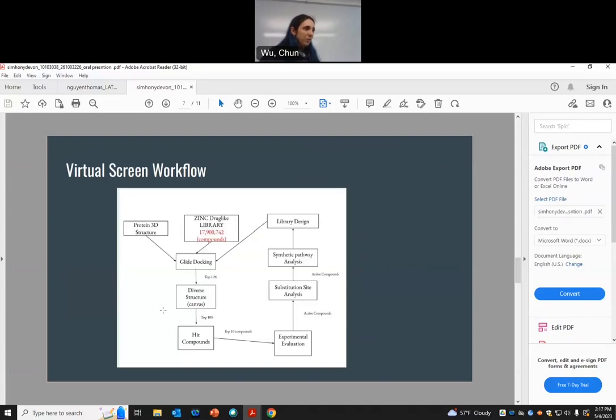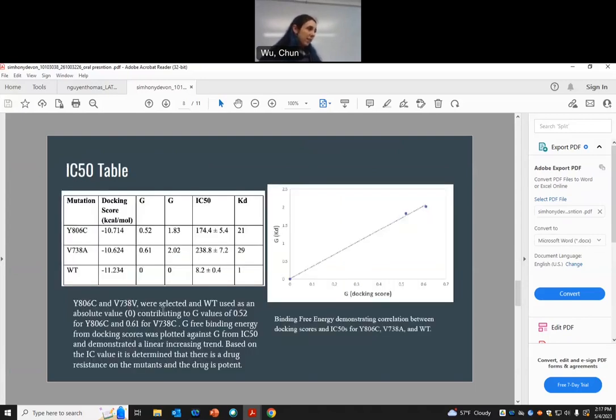This was the virtual screen workflow, and the IC50 table, the Y806C and the V738A were selected, and the wild type is used as an absolute value 0, contributing to the ΔG values of 0.52 for the Y806C and 61 for V738A. The ΔG free binding energy from the docking scores was plotted against ΔG for the IC50s and demonstrated a linear increase trend. Based on the IC50 value, it is determined that there is a drug resistance on the mutant and the drug is potent. And the binding free energy demonstrates correlation between the docking score and the IC50s for the Y806C, V738A, and the wild type.